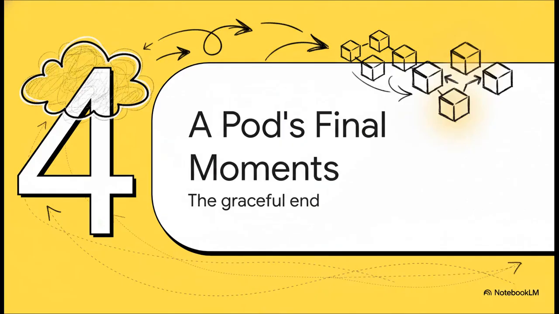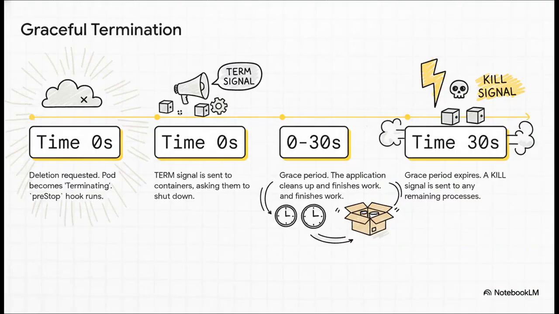Okay, so every pod's life must come to an end. But in the world of Kubernetes, this isn't some chaotic, messy affair. It's an orderly, carefully choreographed process designed to protect your application and the system as a whole. Check out this timeline. The second a deletion request comes in, Kubernetes sends the container a TERM signal. That's the polite way of saying, hey, it's time to wrap things up. Then it gives the application a grace period, usually 30 seconds, to save its work and shut down cleanly. Only if the app ignores that polite request does Kubernetes bring out the hammer and send a forceful kill signal.